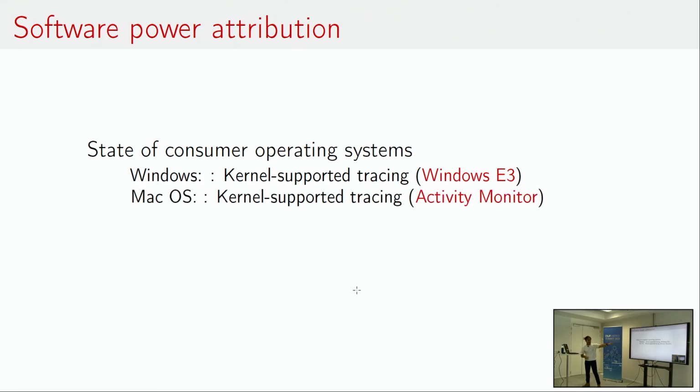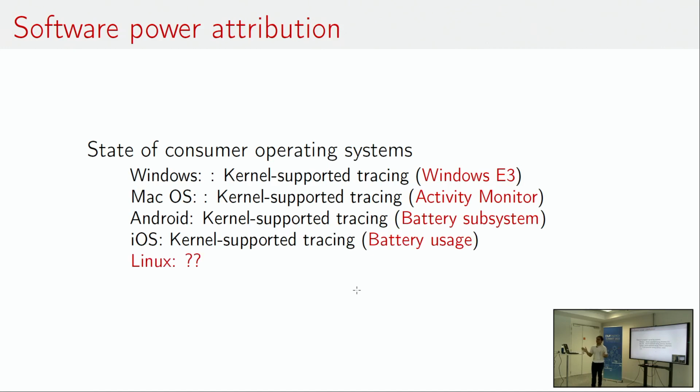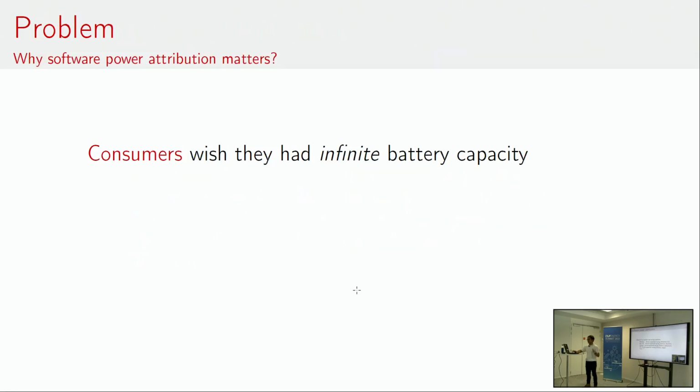macOS supports kernel-based tracing. We will quickly see an example of where this information is visible. Android, as well as iOS, both support kernel-based tracing. So where's the solution for Linux? If anyone knows, I would love to know more. But from what I understand, there's no reliable solution for Linux so far. All right, there's no solution.